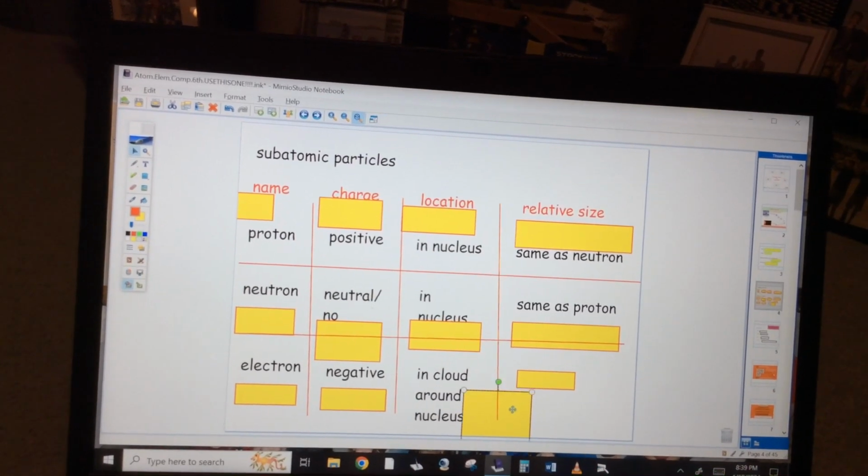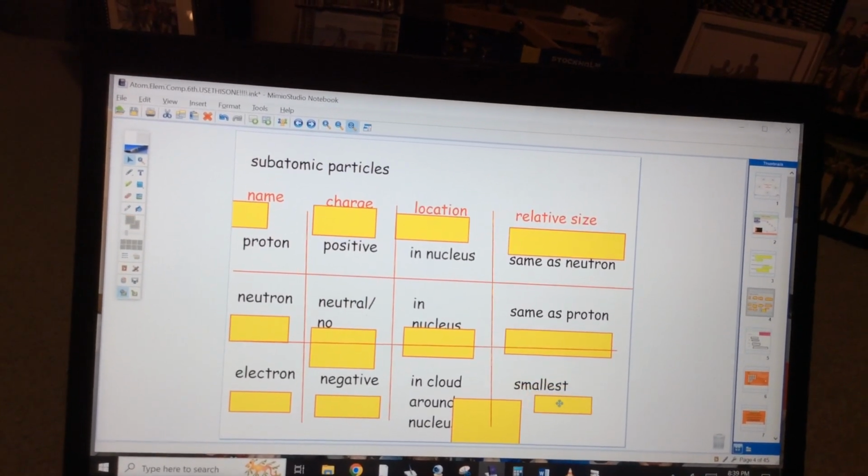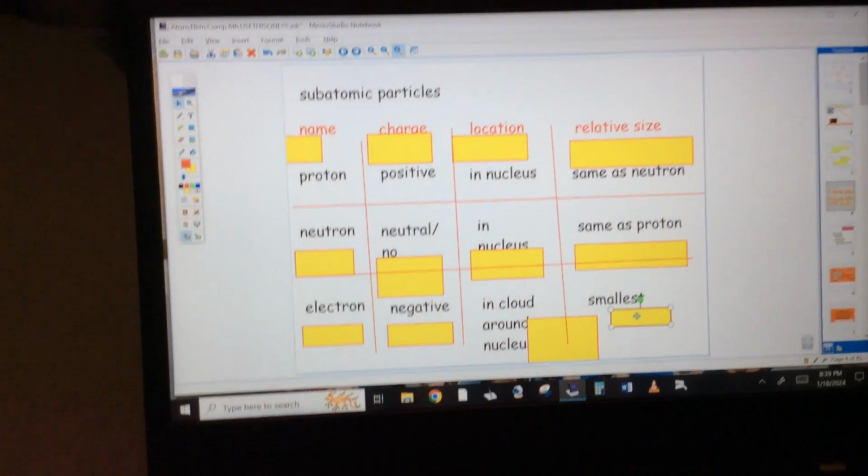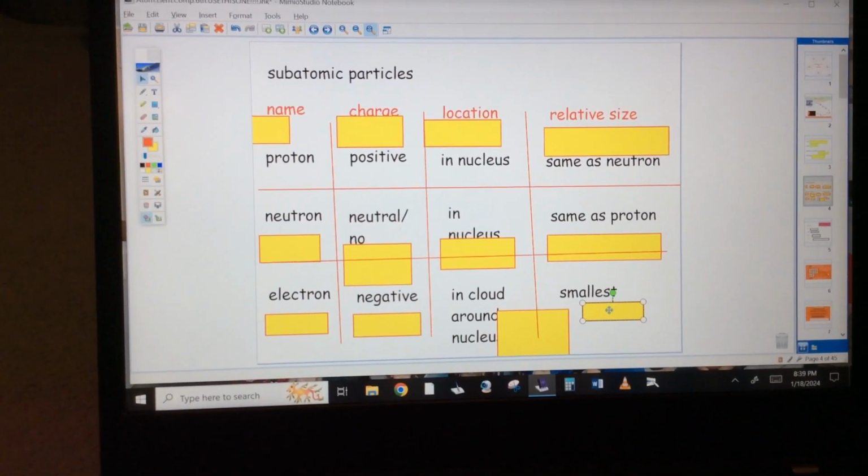And then its relative size is the smallest of all three of these. So there is one way you can use to study.